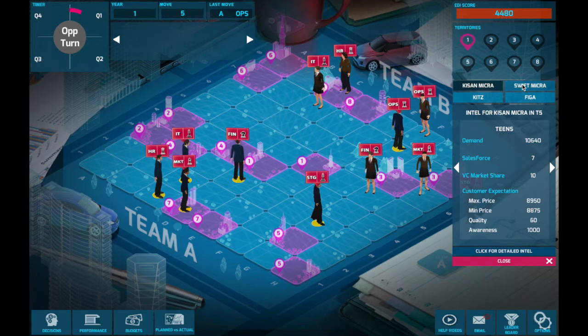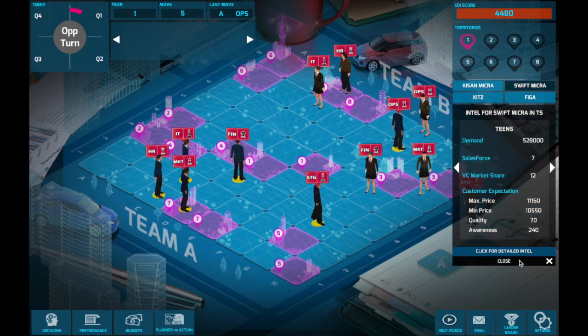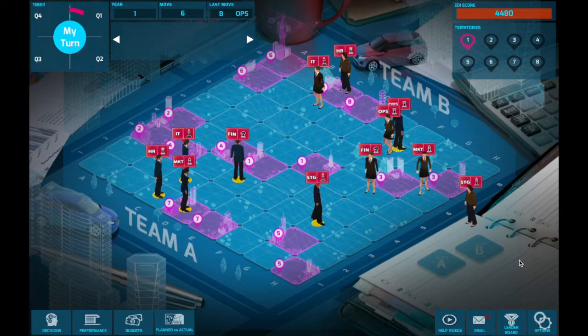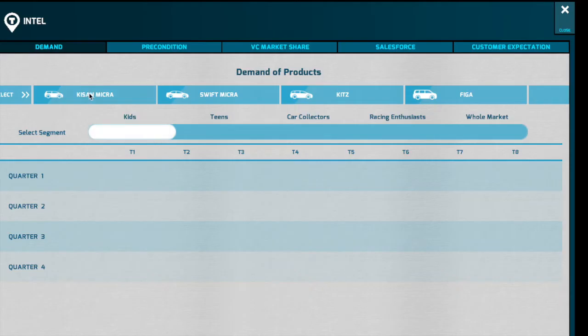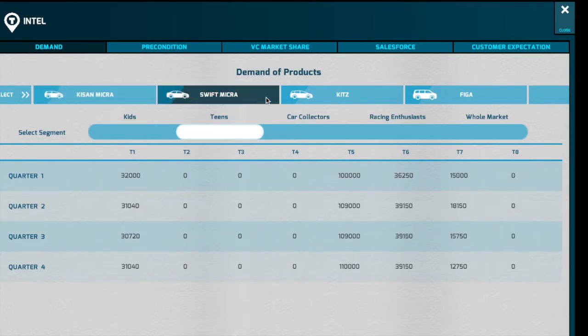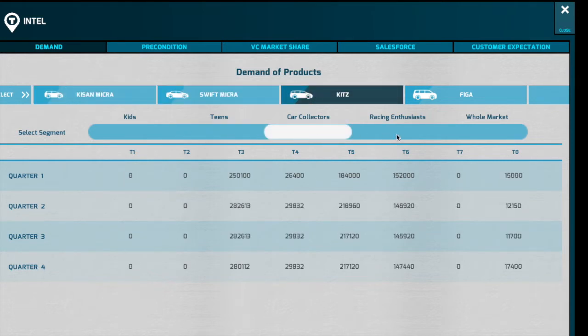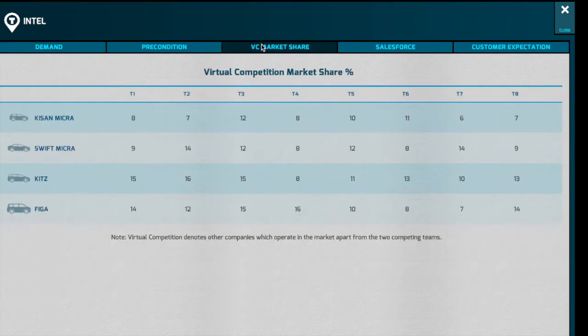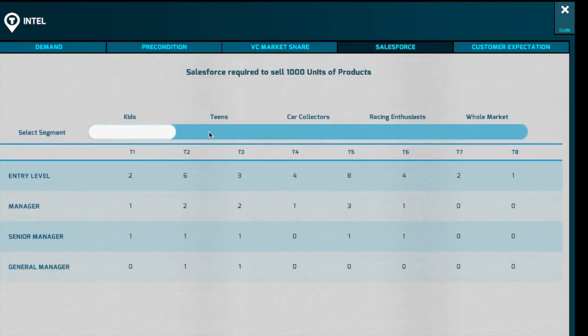on the board, and to have a much more detailed overview, you could click at Market Intelligence or Intel as a short form. The Market Intelligence gives you the information about the demand for various products across the territories, across various market segments. So you would be in a position to toggle the products and toggle the segment to understand the demand of your products. You also will be in a position to understand the overall market share by other competitors in each of the territories, and to understand the number of sales force that you require to sell about 1,000 units of products.